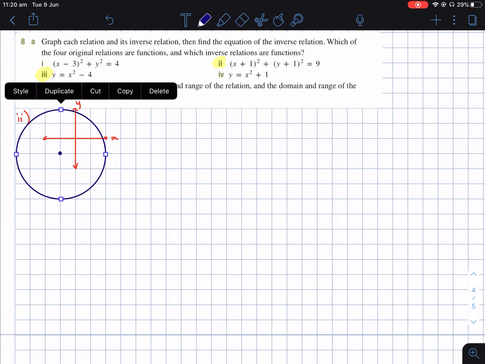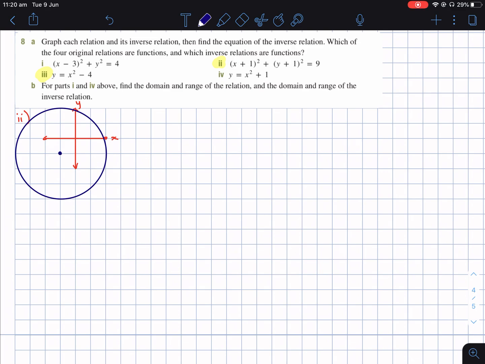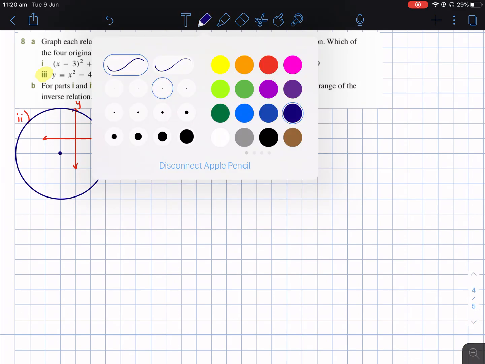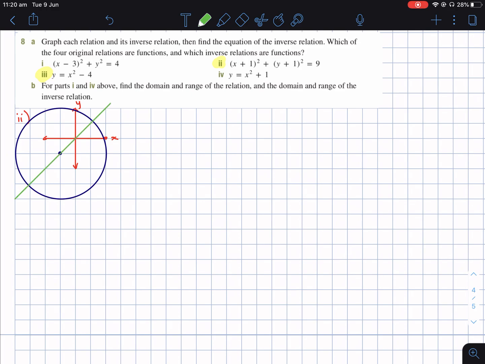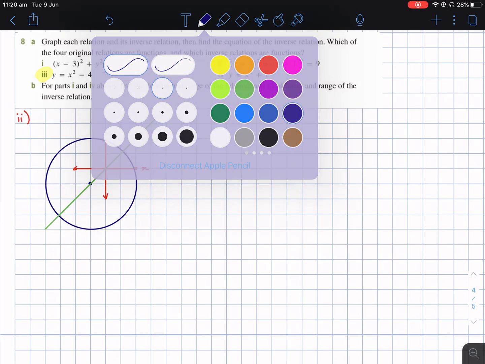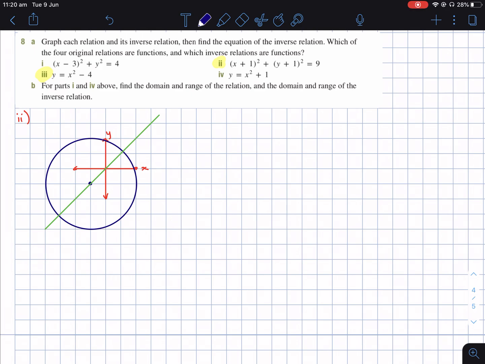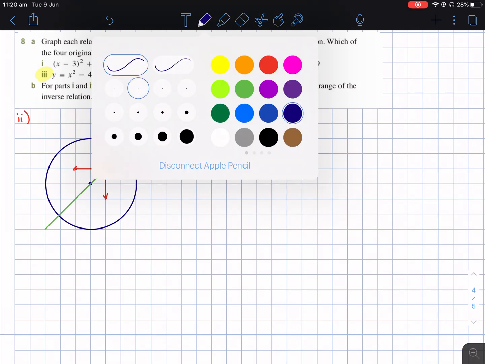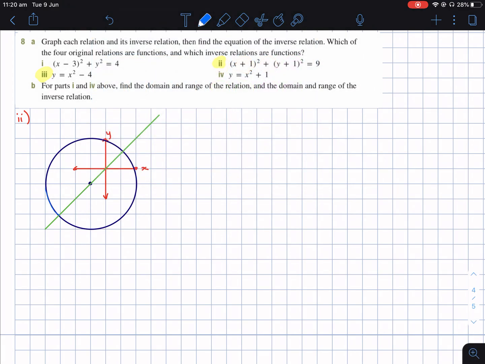So let me try and get this to match up. So that's it. So the inverse relation of that is it reflected along the line y equals x. Yeah, I'm going to need a lot more room for this one. Which means, well, it's literally just that again. So its center is now -1, -1. Yeah, it's just that again.